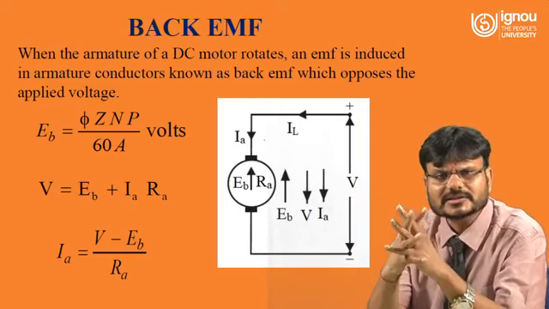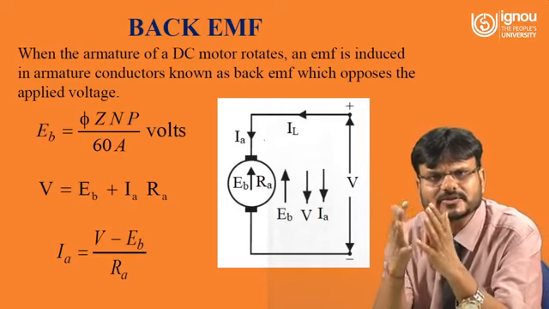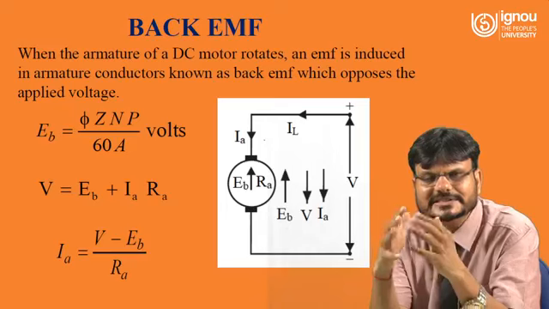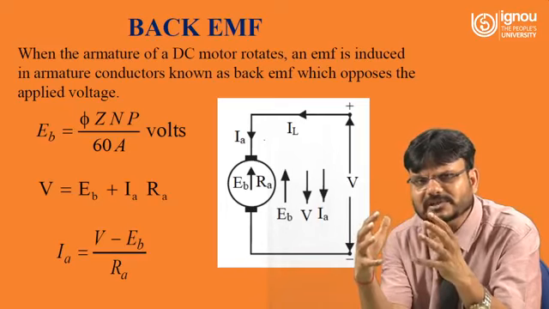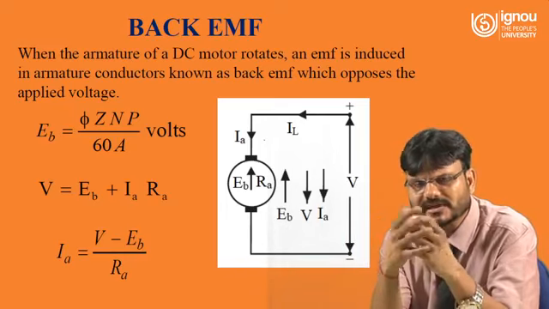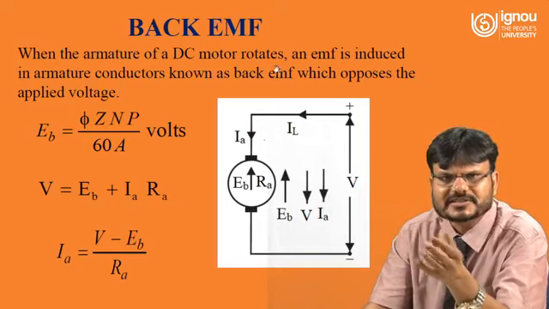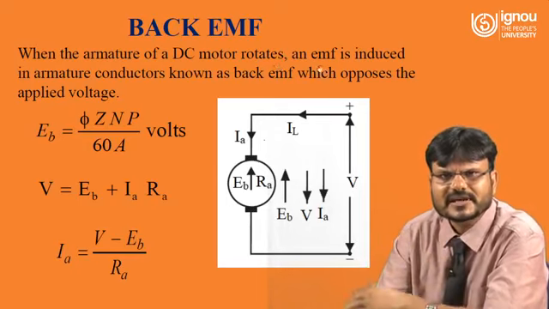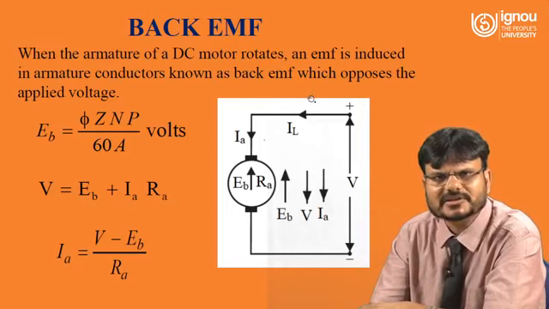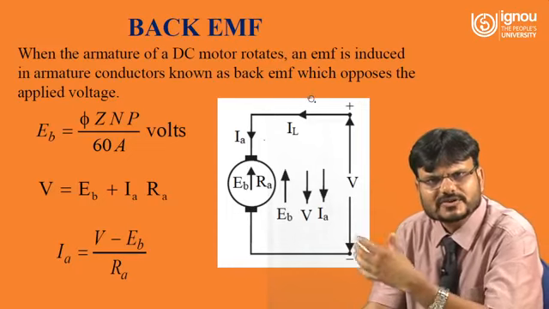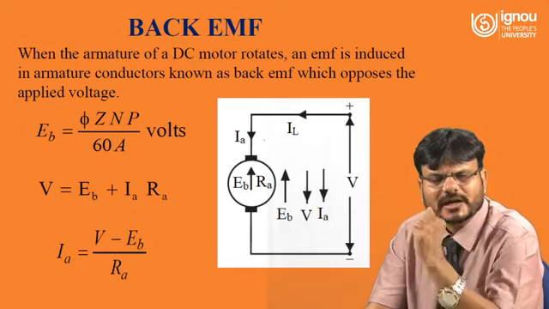Now another term that we are going to discuss, that is called back EMF. As the name is indicating, back, that means some EMF which opposes something, that's why it is called back EMF. So when the armature of a DC motor rotates, an EMF is produced in the armature conductor which is known as back EMF, which opposes the applied voltage.